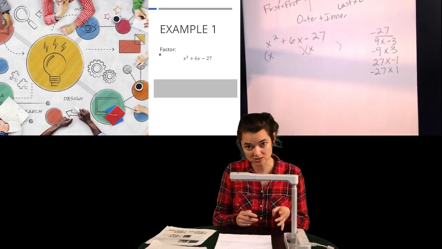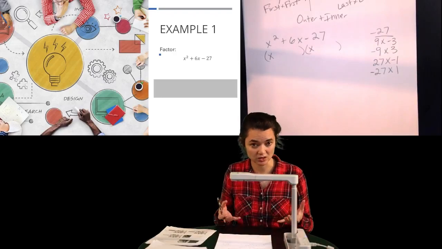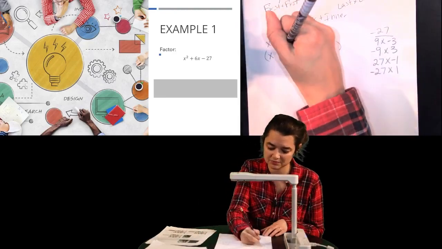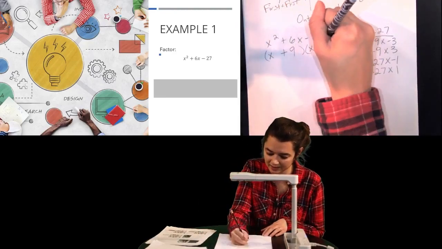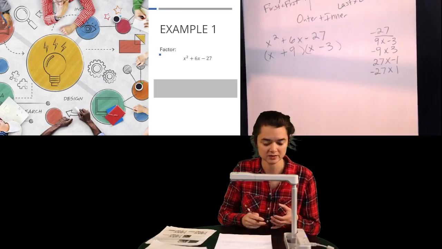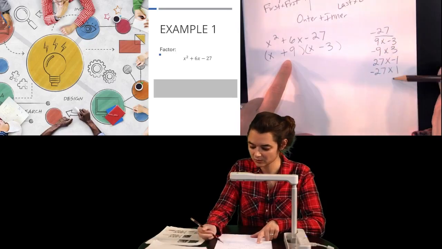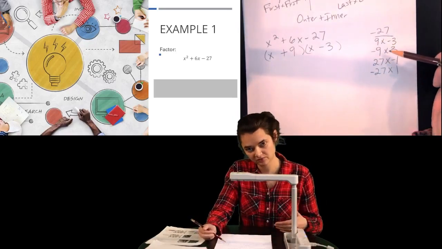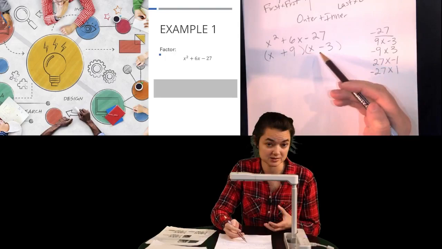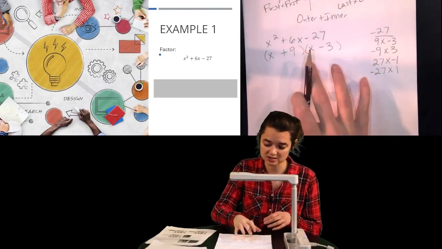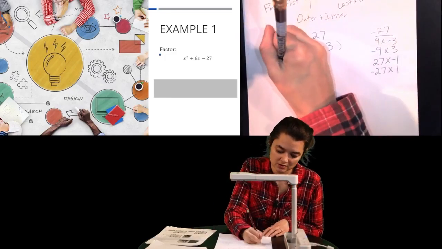We've got 4 choices, and then we're going to see which one works. All right. Well, with 9 times negative 3, that would be a positive 9 and a negative 3, like that. So one thing that I'm going to notice here, every single one of these combinations had one positive and one negative, so I know I'm going to have a plus and a minus. It's just a matter of which is which. So let's check and see if this one works.